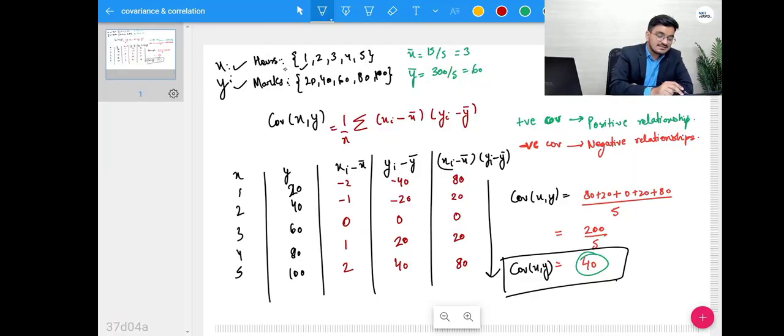We can see that with an increase in the number of hours students give to studies, their marks are also going up, right? For 1 hour, we are getting 20 marks. For 2 hours, we are getting 40. And for 5 hours of study, we are getting 100 marks, right? So this is how covariance helps us see how the change in one feature affects the other.